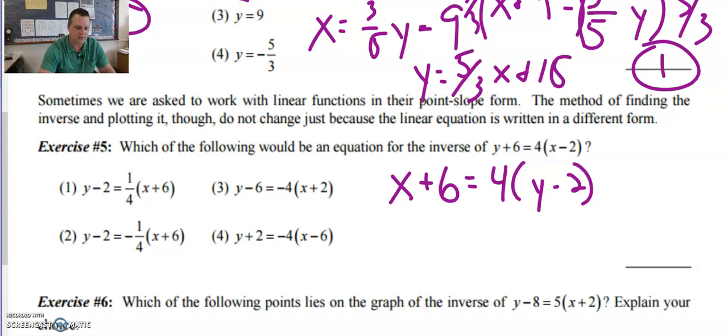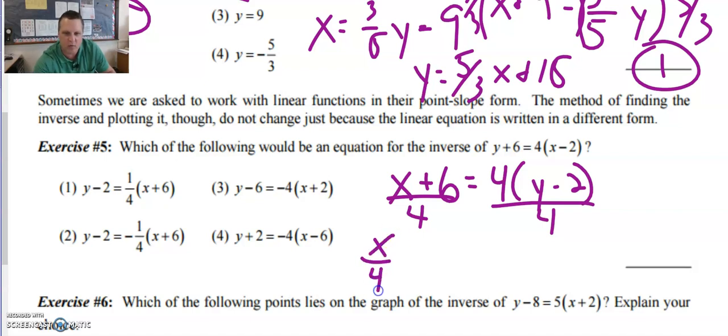So here it gets to be a little tricky. We would divide everything by 4 first on our way to get y by itself. So we have x over 4 plus 3 over 2 equals y minus 2. So you see the form that they have here. Actually, I didn't even have to distribute, okay, because the 1/4 was out front. So I distributed it through, got the x over 4 plus 3/2 equals y minus 2.